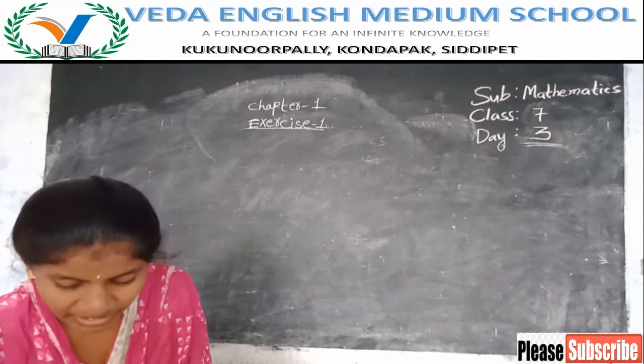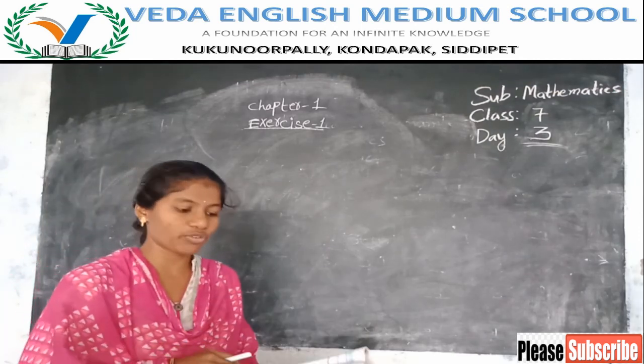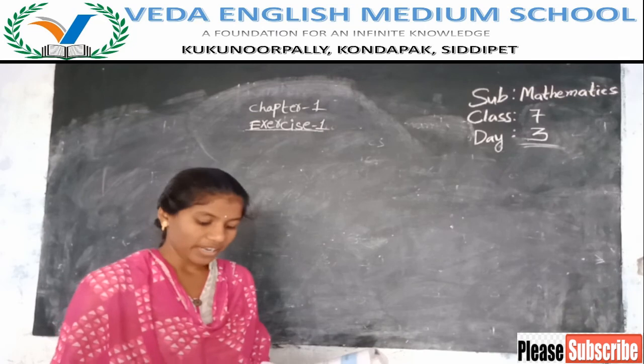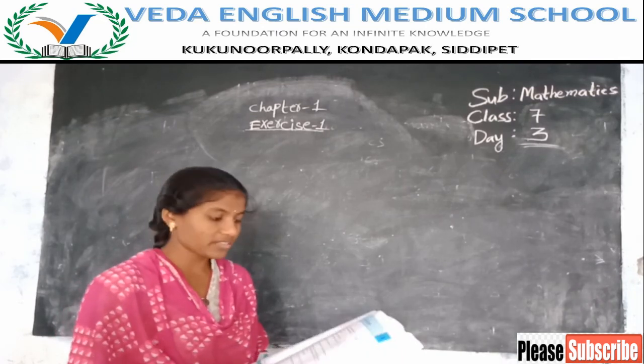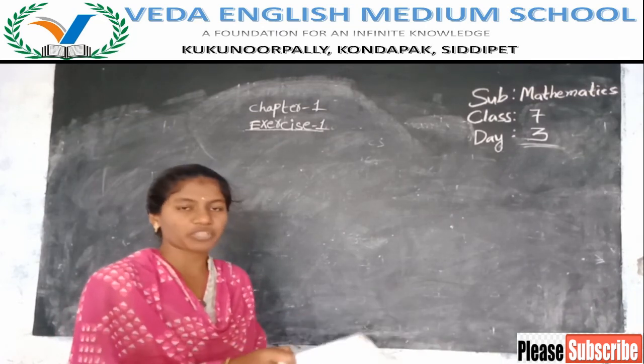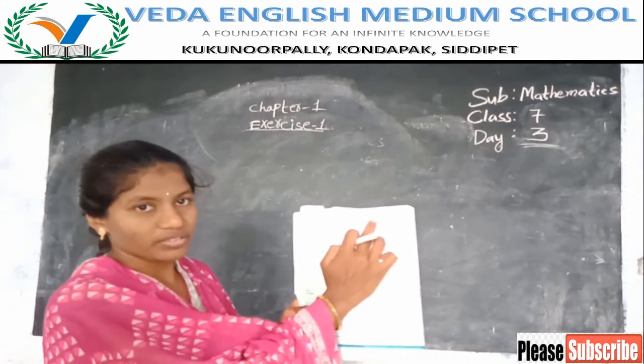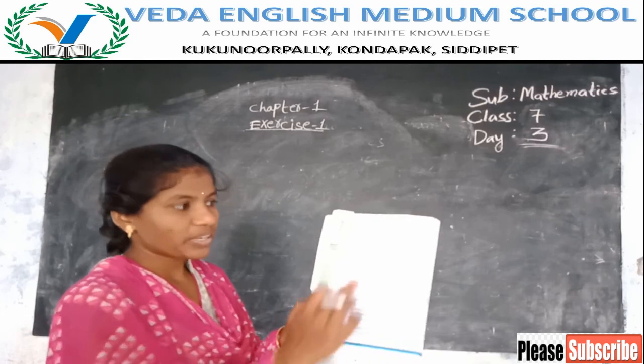Yesterday in our day 2 class we learned about integers. What is meant by integers, what is meant by positive numbers, what is meant by negative numbers. Today we will go for exercise 1. Take out your textbooks. Page number 2, exercise 1.